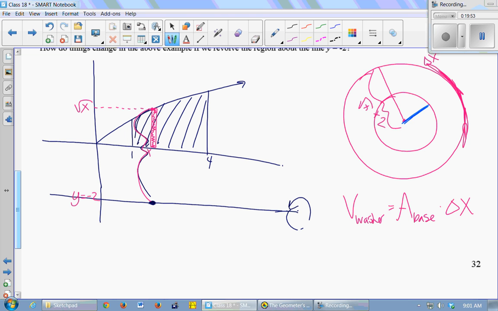Just 2. I think it's just 2, right? It's the distance from the center to the edge of my area. This is my inner radius, 2.